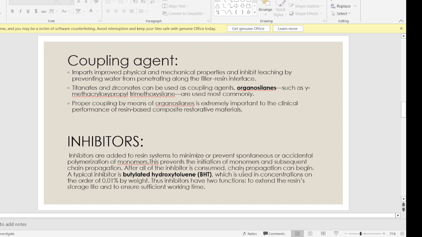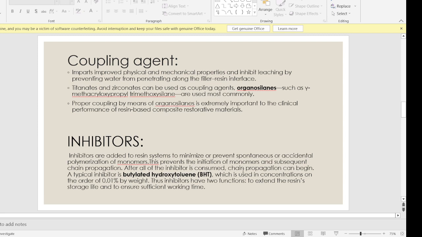Now coming to the coupling agent, as I told you, the basic function of the coupling agent is to bind the filler particle to the matrix. There is an organosilane agent which helps to bind these two materials, and the most commonly used coupling agent is the organosilane coupling agent. Proper coupling is extremely important for the clinical performance of resin based composite restorative materials.